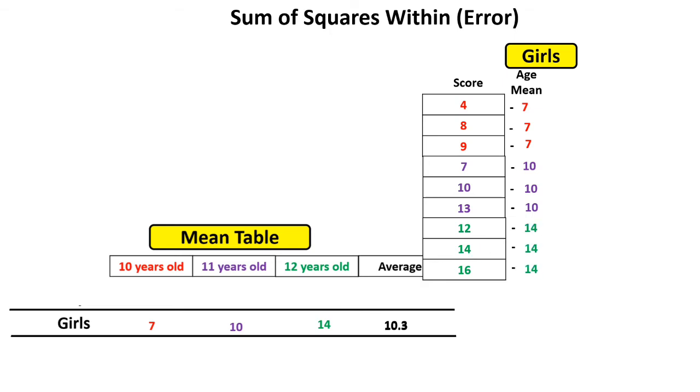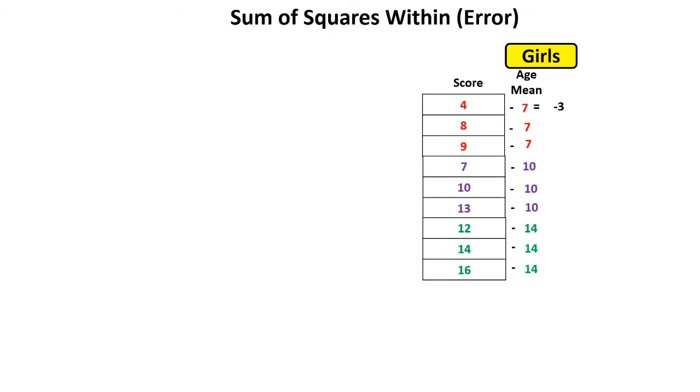4 minus 7 is negative 3. Negative 3 times negative 3 is 9. 8 minus 7 is 1. 1 times 1 is 1. 9 minus 7 is 2. Square, 2 times 2 is 4. 7 minus 10 is negative 3. Square, the answer is 9. 10 minus 10 is 0. So 0 times 0 is 0. 13 minus 10 is 3. Square 3 and it will be 9.